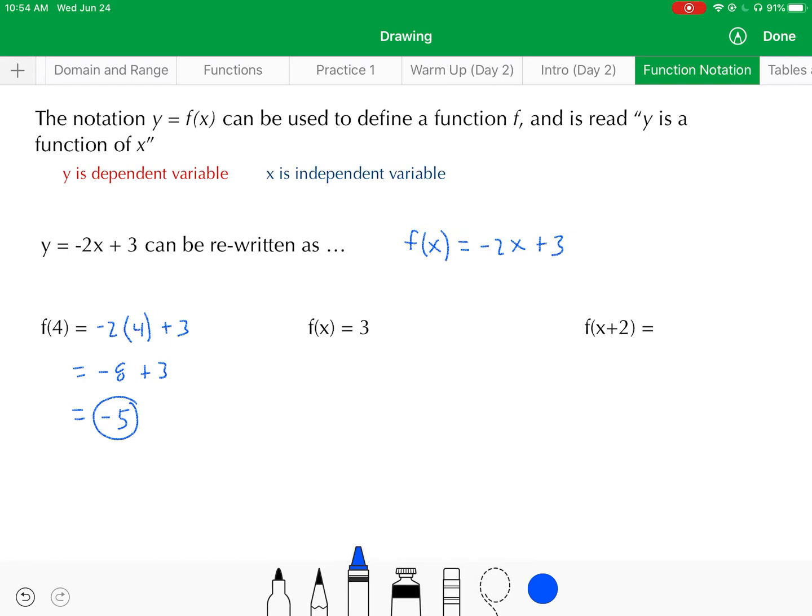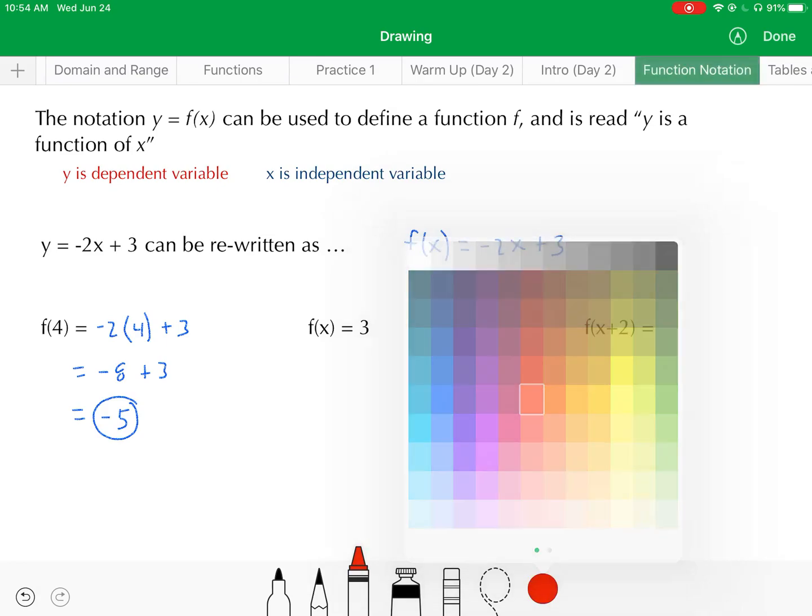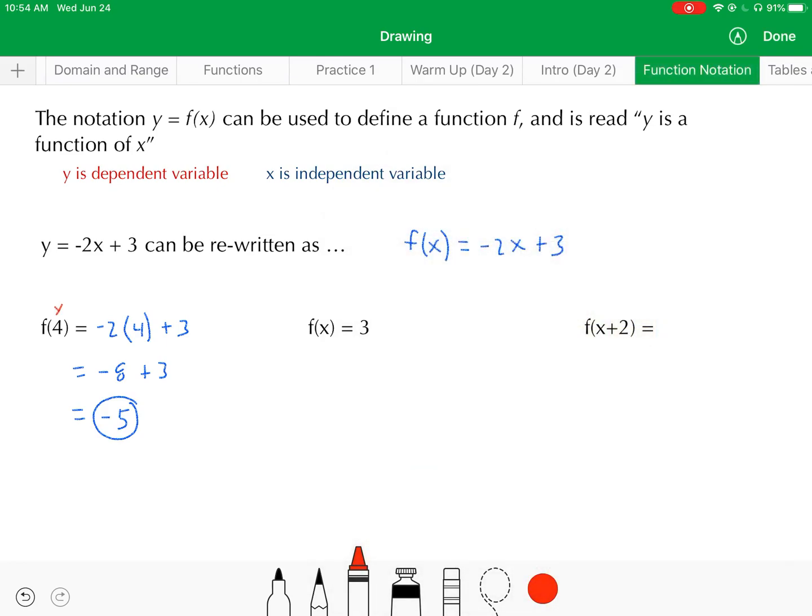And understand what this means in terms of the graph of the function. So the 4 that I started with was my x value. I inserted it into the function, and it resulted in a y value of negative 5. So that means this particular graph has the point (4, negative 5) on it. Okay. All right, next, notice in the middle, the notation is f of x equals 3.